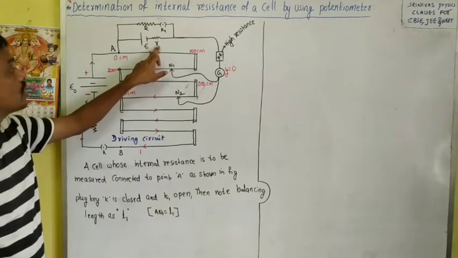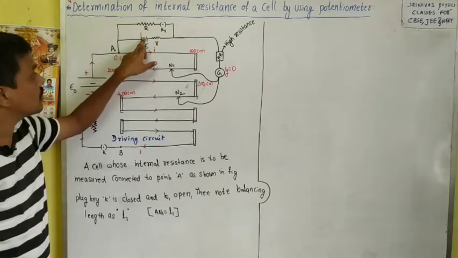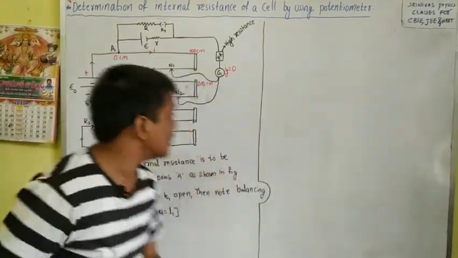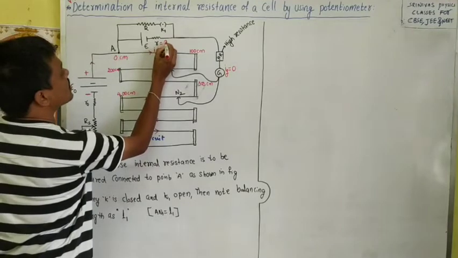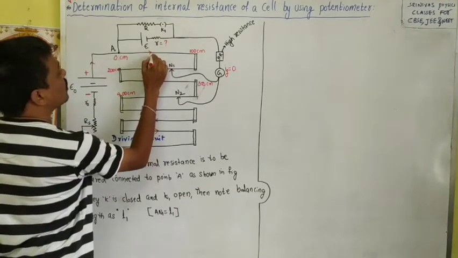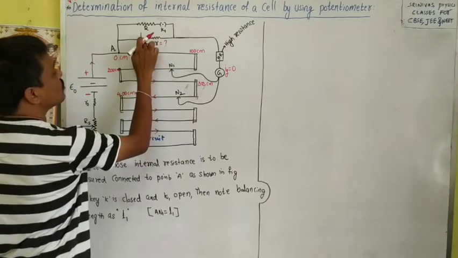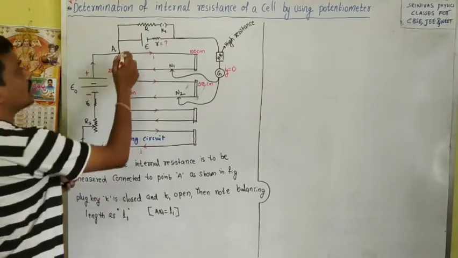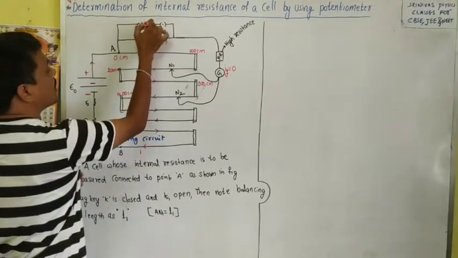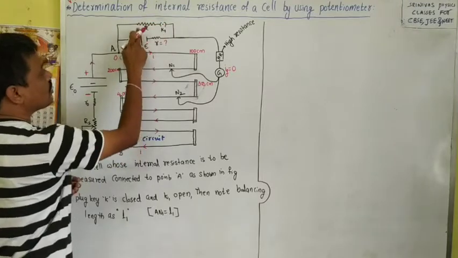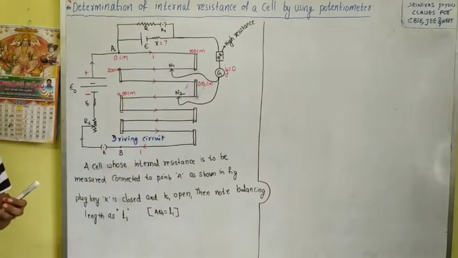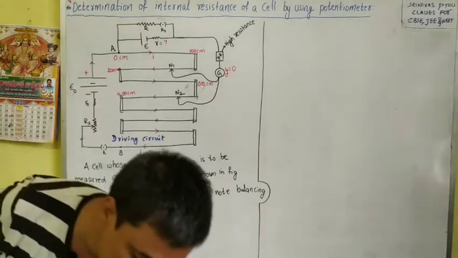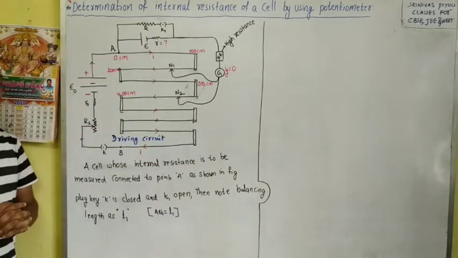For which cell do you want to determine the internal resistance? This cell, whose EMF is E and internal resistance is small r, that I want to determine. Here small r is equal to what? That is the question mark. For that, the cell whose internal resistance you want to determine, you have to connect to point A. Then we connect one external resistance, capital R, in parallel to the cell. Now let us see the procedure and how we can determine the internal resistance of the cell by using this potentiometer.